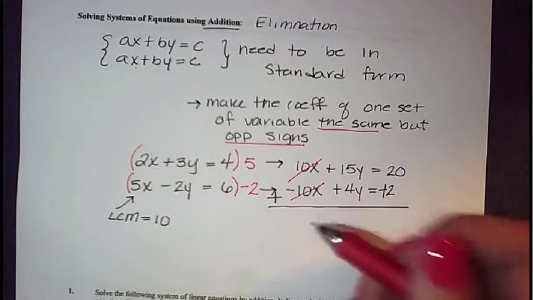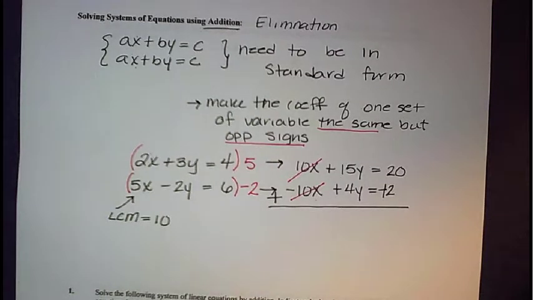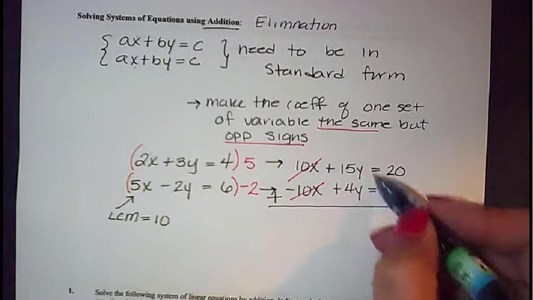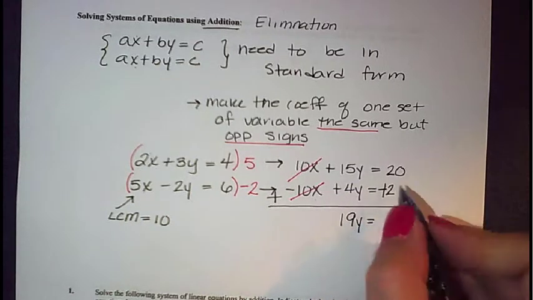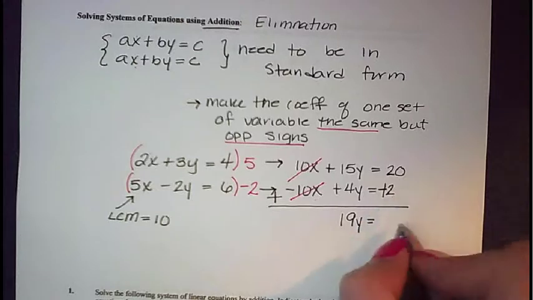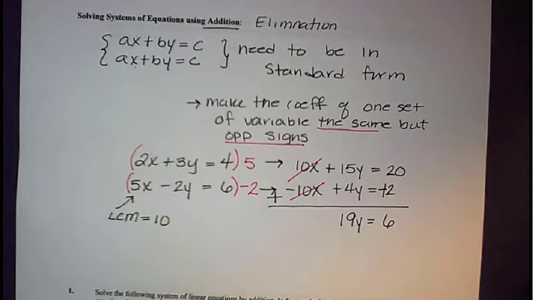Again, this is why sometimes you hear this called the elimination method. So then I'm going to add these together. That's going to give me 19y. And I'm going to subtract 20 minus 12, which would give me 6. And then I would go through the process of actually solving for y. Once I solve for y, I would substitute that back in and find my x.